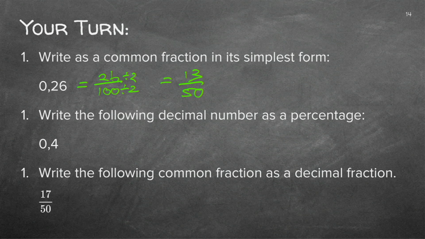They ask us to write the following decimal as a percentage, right? So 0.4 equals 4/10. And remember how to do a percentage. If you don't know, please go back to our previous lesson on this and just refresh your memory, okay? Times 100/1. And remember our cross cancellation, we can cross out the zeros. So 4 times 10 is 40%.